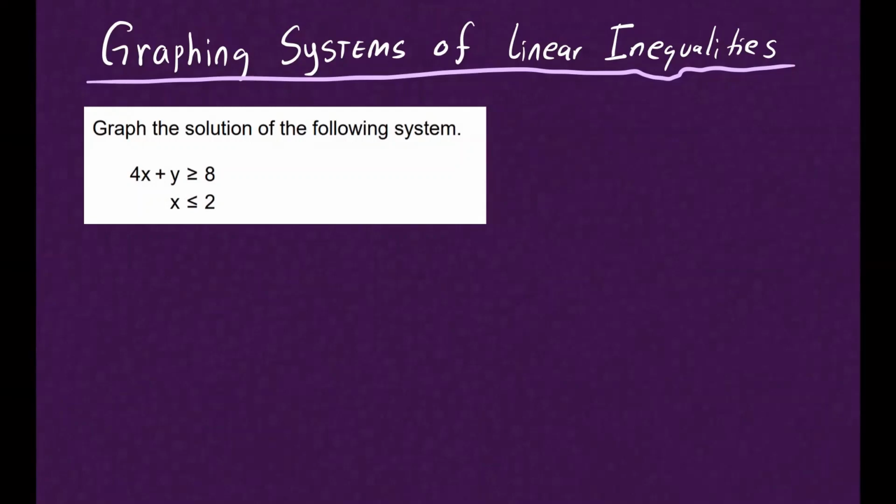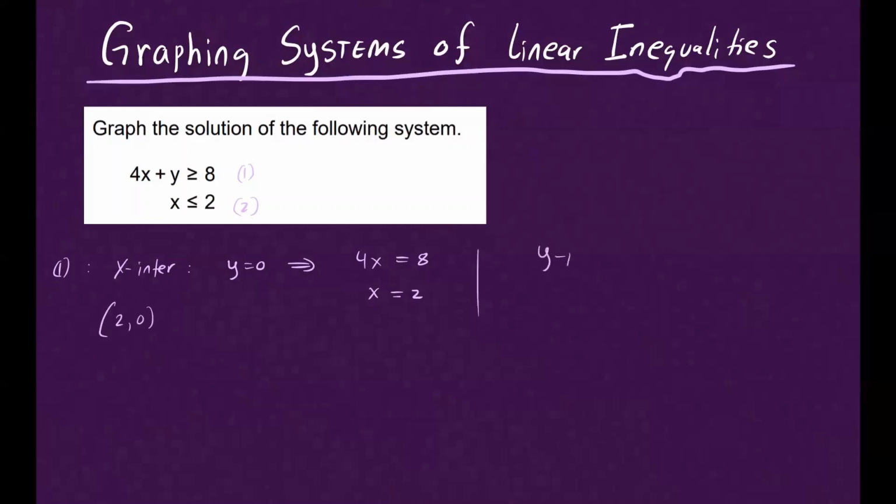So for the first one, let's call this one 1, this one 2. For the first one, we can figure out its x and y intercepts. For the x-intercept, we're going to set y equal to 0. If y is equal to 0, you have 4x is equal to 8, and divide by 4, x is equal to 2. So that's your x-intercept, (2, 0). And for the y-intercept, we're going to set x equal to 0, and that would give us y is equal to 8. So you have the coordinates (0, 8).